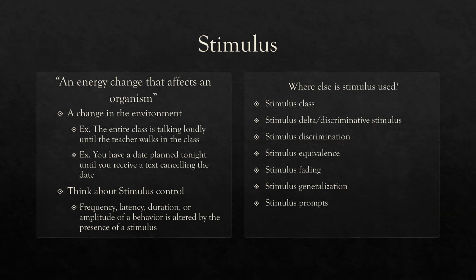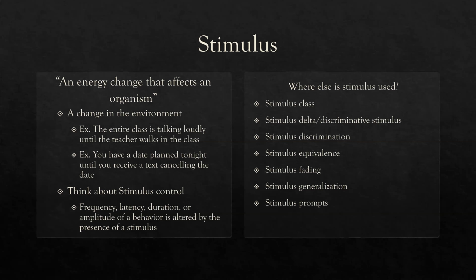Just think about stimulus control. You want to bring behavior under stimulus control. Well, what does that mean? That means in the presence of certain stimuli, we're going to see certain behavior. In the presence of certain stimuli, we won't see certain behavior. This is what we want to see, right?